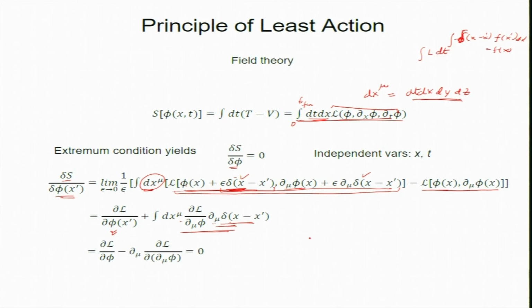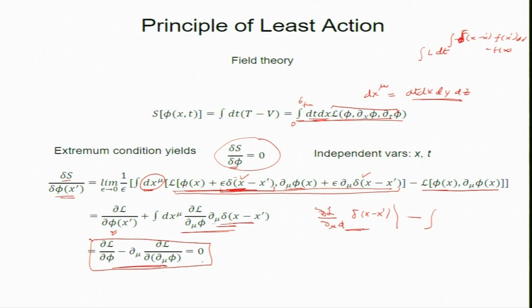When I do the derivative by parts, I will get a surface term, which will be partial L by partial of del mu phi times delta phi, the first function times the integral of the second. This surface term is evaluated at 0 and T final, minus the next term, the integral. But the surface term is 0 because the delta function is 0 at the beginning and at the end. So, we get this, and I want the action to be extremal, so I get 0, and this is the Euler-Lagrange equation.